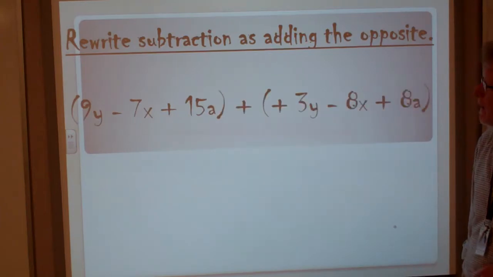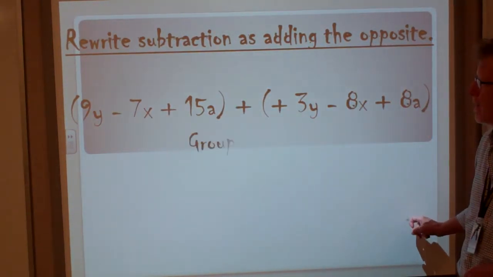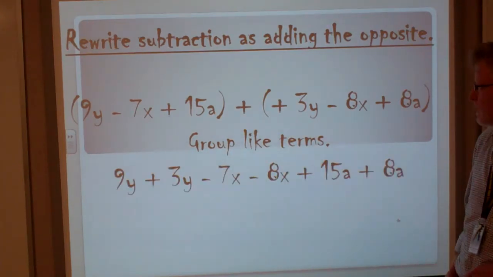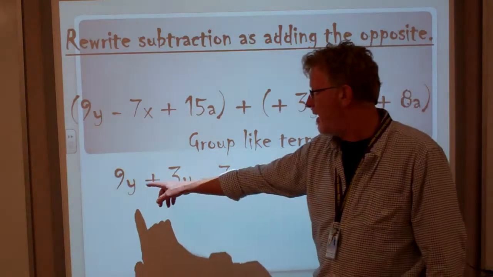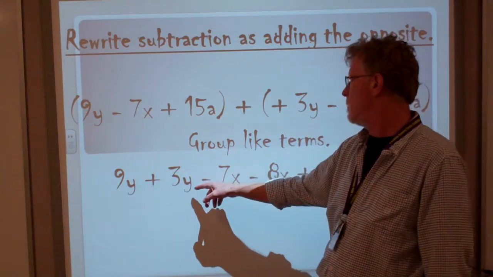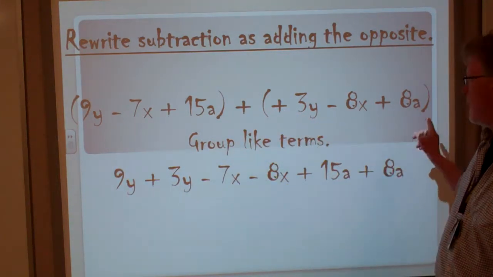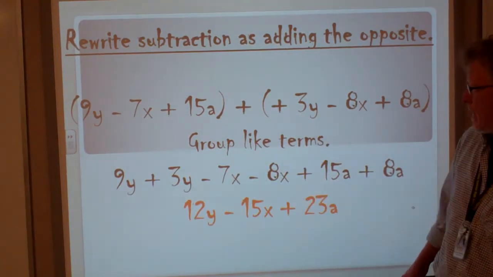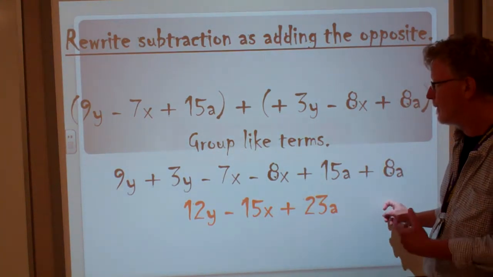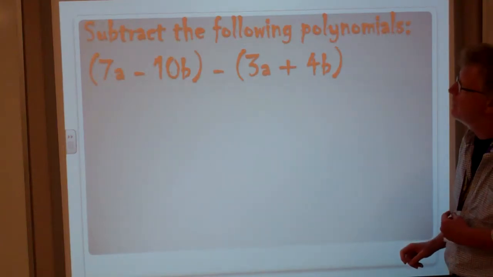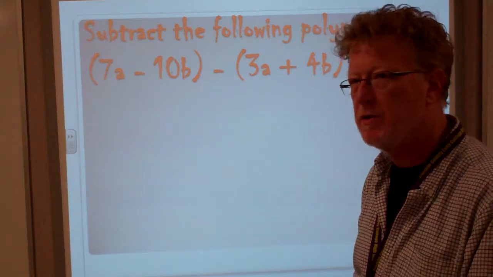So we're going to do that here. We're going to rewrite this using the adding the opposite, and then we're going to group like terms. So we've switched the signs around now, and we have 9y plus 3y minus 7x minus 8x plus 15a plus 8a, and that gives us 12y minus 15x plus 23a. Now, why don't you subtract these and see how you do, and I'll check back with you in just a minute.